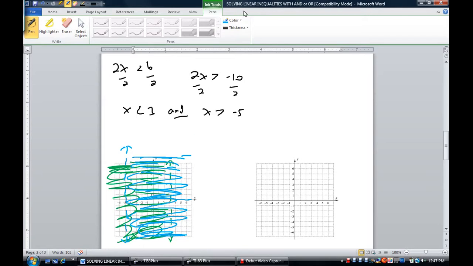Now since it's and, it is where they overlap. And if you look, you'll see that we have blue and green right in the middle. So our actual answer is the intersection of these two regions. So to the right of negative 5 and to the left of negative 3, that shaded region. Not too bad.